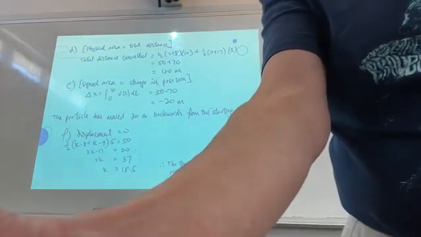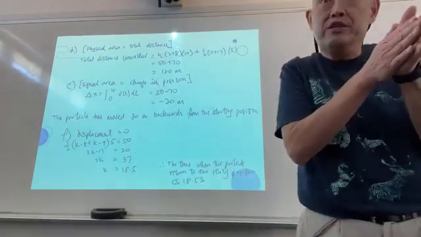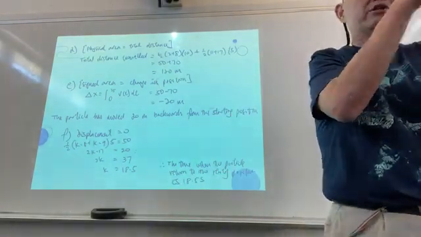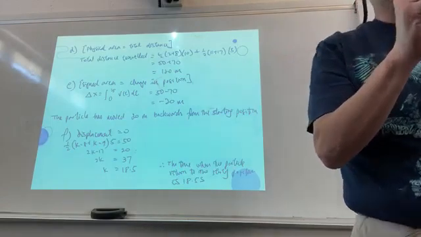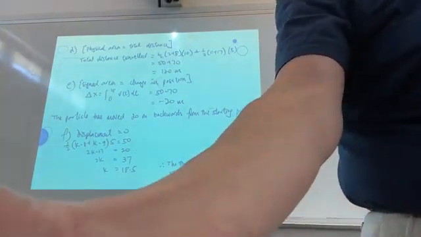Why can't it be 0, sir? Because you are returning to the position, so it cannot be 0. You can't return if you're there in the first place.